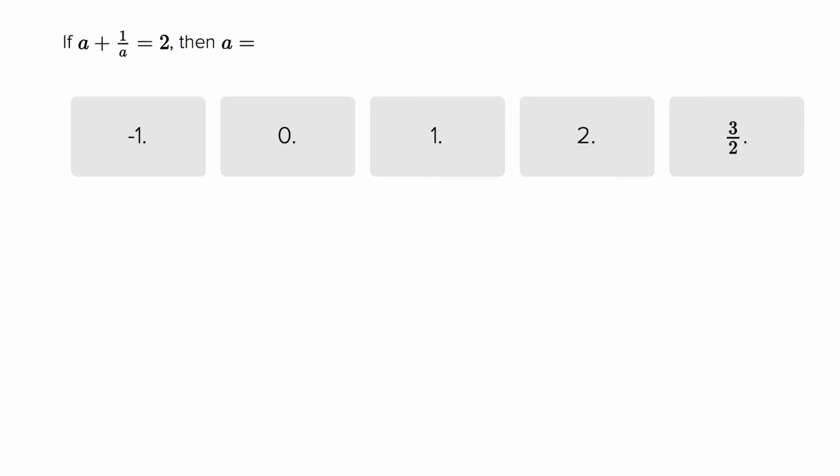This is actually a quadratic equation, right? And the way that you can get it to look like one is by multiplying through by a. So you'll end up with a squared plus a over a, which is just 1, equals 2. And you can then subtract 1 from both sides, and you get a squared equals 1. So a will be equal to plus or minus 1.